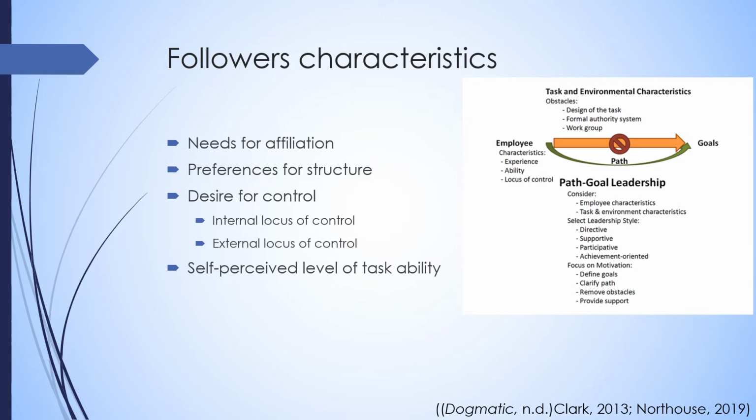Next is preferences for structure. This is said to be descriptive of followers who are dogmatic, meaning asserting opinions in an arrogant manner and opinionated, as well as followers who are authoritarian and have to work in uncertain situations. These followers best respond to a directive leadership style because it provides more structure as well as clarity.